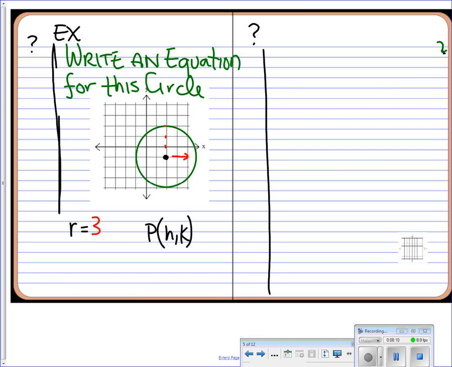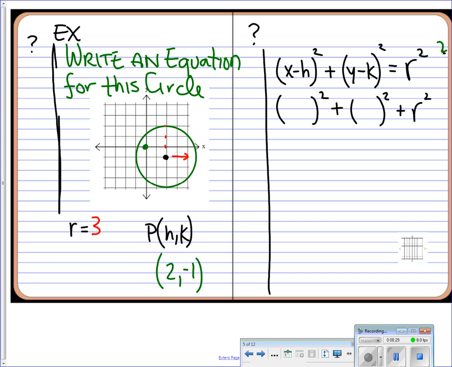Now to find the center, I'm just going to look at the graph. Here's the origin. So it looks like the center is at (2, -1). Now I'm ready to write my equation. So now I'm just going to fill in with the other information. The more you write it, the better you get at it. Always write it the same way. It kind of follows the Pythagorean theorem. Whoops, that should be an equal sign right there.